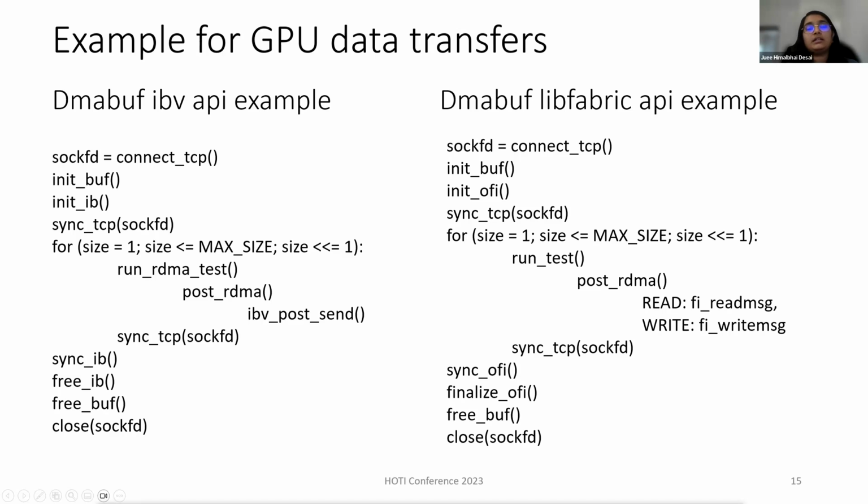Okay, so on the right side here, I have the Libfabric API example where we'll use Libfabric APIs to do the GPU data transfer. Now, most of the process here is similar to the left side. The socket connection and initialization of the buffer is similar to the IBV example. Now, instead of init IB, here we initialize Libfabric resources. And Libfabric initialization is similar to what we saw earlier in the message example with the message endpoint transfer.